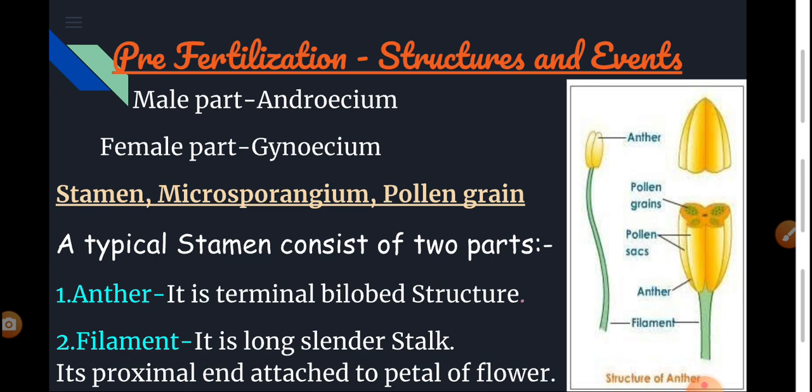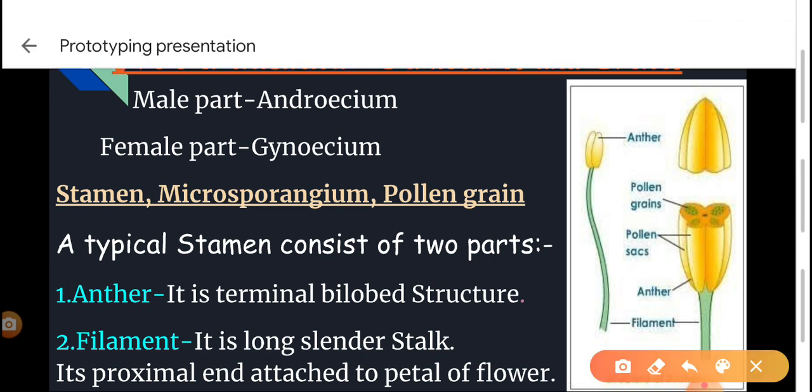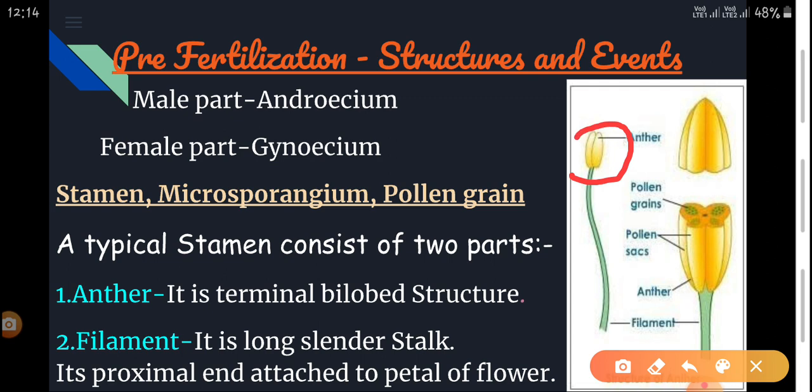First one, stamen. Stamen is the unit of androecium, the male part. So a stamen has two parts, anther and filament. This is the anther. It is present in the tip portion, and the long slender portion is known as filament. The anther is a bilobed structure. It has two lobes, and both lobes are connected by a connective.